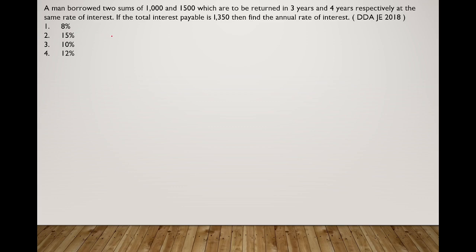All of you know the formula of simple interest. Simple interest equals principal times rate of interest times time divided by 100. So for the first simple interest, principal is 1,000, rate is not known, and time is 3 years. So this is 30R.